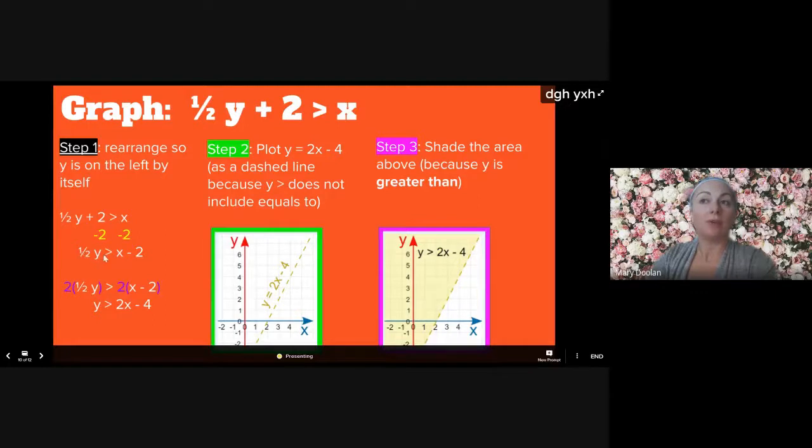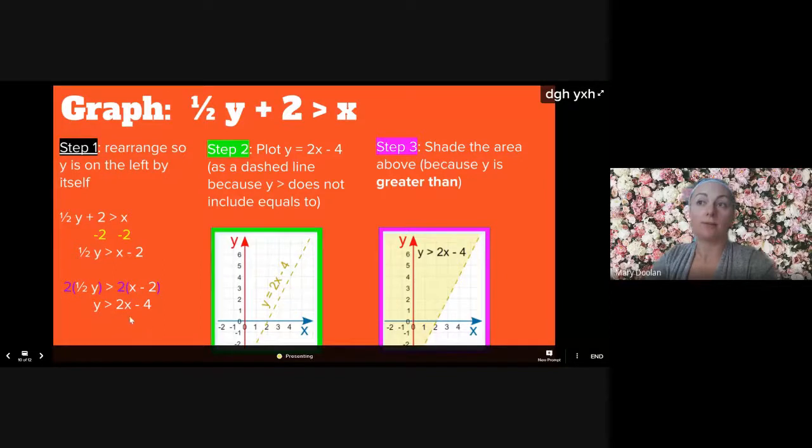1/2 can't be in front of y. Okay, I have to isolate y. So to get rid of 1/2, we multiply by 2. 2 times 1/2 is 1. Do the same thing to the other side. 2 times x minus 2. It's a distributive property. 2 times x is 2x. 2 times 2 is 4. Bring your subtraction sign down.